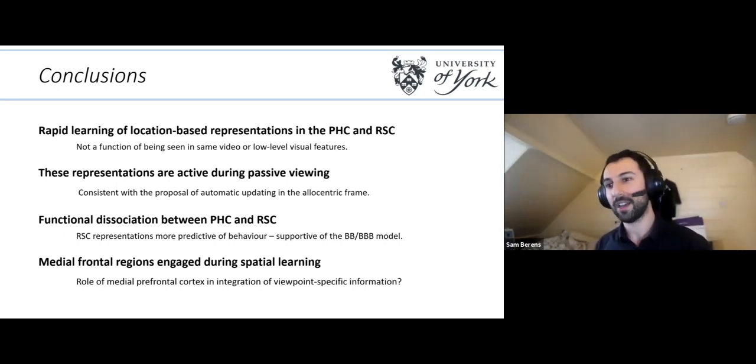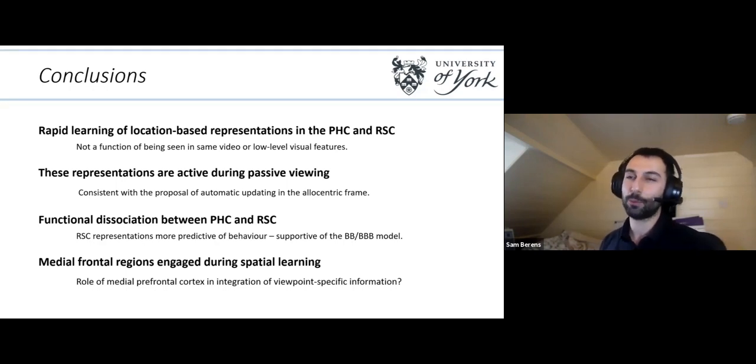We find this non-hypothesized dissociation between the parahippocampal cortex and the retrosplenial cortex, in that the retrosplenial cortex is more predictive of behavior than the parahippocampal cortex. We think that could be accounted for by the BBB model, but it was not an a priori prediction. And we've seen that the medial frontal regions are engaged during spatial learning, although they might not have anything to do with it at all. So yeah, I think that's it.